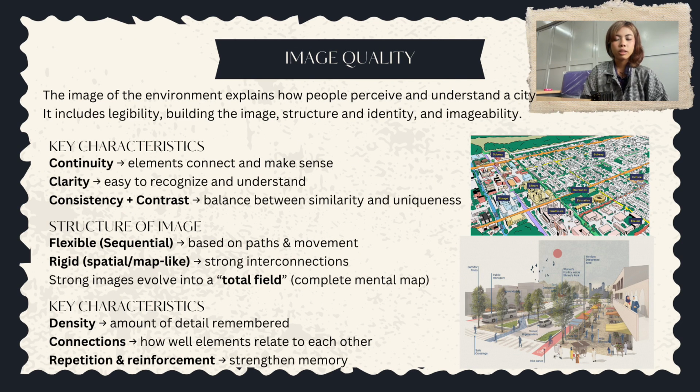The structure of a city's image can be based on movement, like following paths, or more like a map with strong connections. When everything works together well, people can form a complete mental image of the place. Finally, factors like density, connections, and repetition help strengthen memory and make places more recognizable.